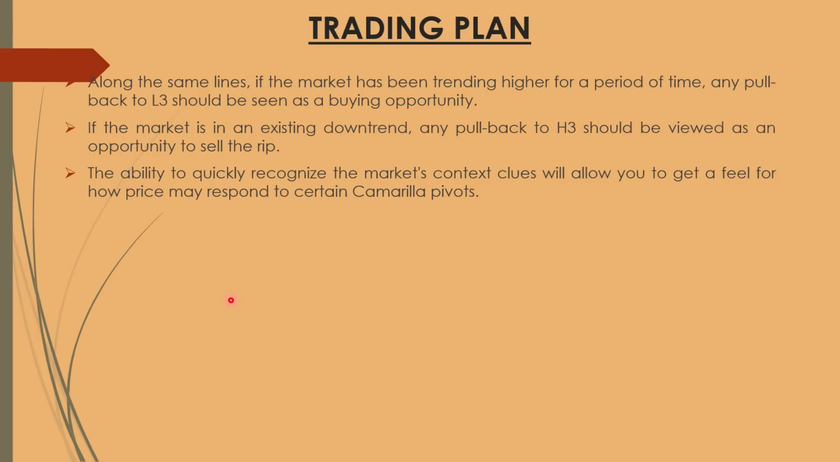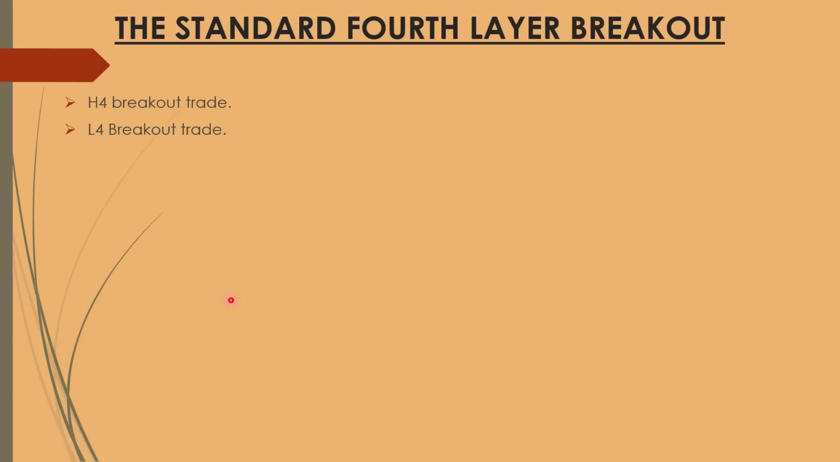If the market is in an existing downtrend, any pullback to H3 would be viewed as an opportunity to sell the rip. The ability to quickly recognize the market's context clues will allow you to get a feel for how price may respond to certain Camarilla pivots.